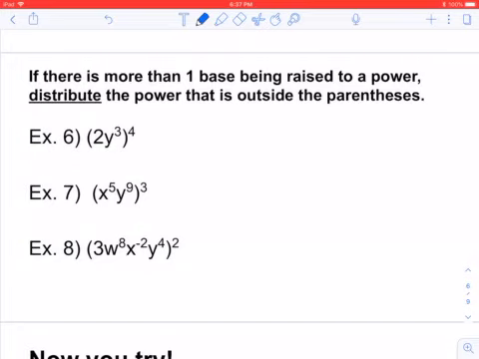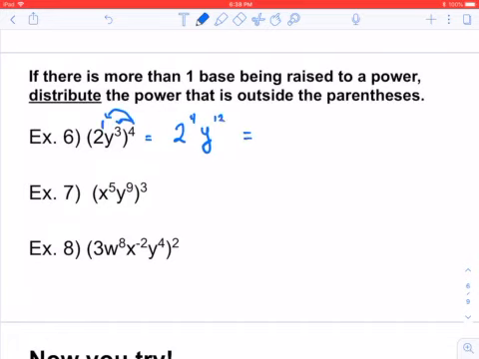So in this case, we've got 2, and we have y. 2 is its own base. Think about it. What power would it have if we were to give it a power, since it's not showing a power right now? Anything without a power you can give the first power. So you're going to multiply this 4 times each of the powers. You're going to get 2 to the 1 times 4 power. 1 times 4 is 4. And you're going to get y to the 3 times 4 power, and that's y to the 12th.